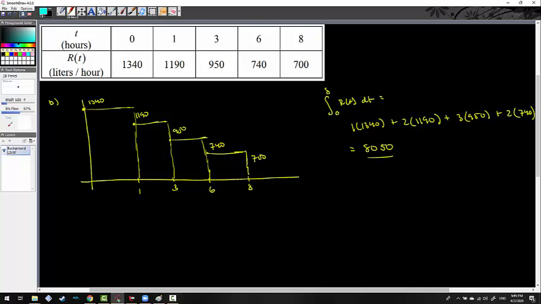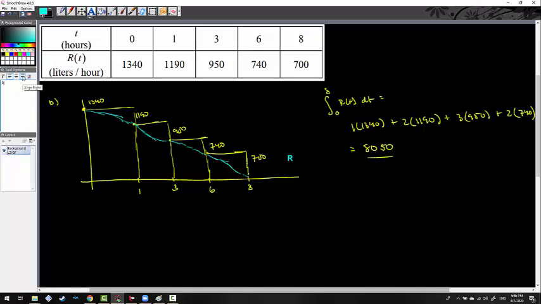And I even said, look, R of t is decreasing. So no matter how it's decreasing, it could be decreasing concave down or decreasing concave up, our estimation is going to be an overestimation. And I apologize. I wrote down that it was an underestimation. So I need to fix that.